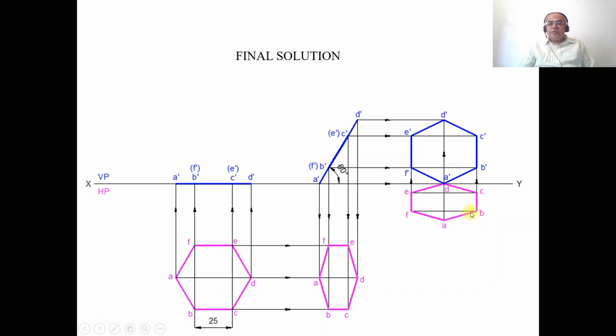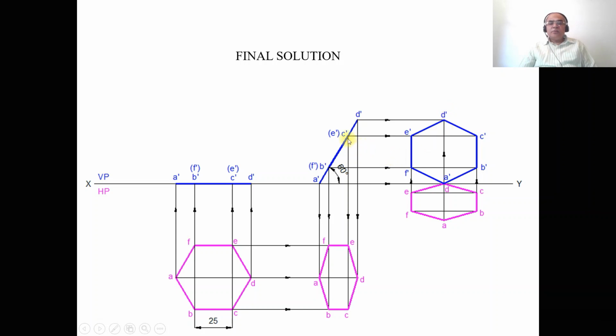Then join A to B, B to C, C to D, D to E, E to F, and F to A with a dotted line. Then draw a vertical projector from A and D to the front view, and as we have seen, A dash is on the XY line. So here also you are going to get A dash on the XY line, and draw a horizontal projector from D dash towards the right side. As we have projected from D, both these two lines will intersect at this point. Mark this point as D dash.